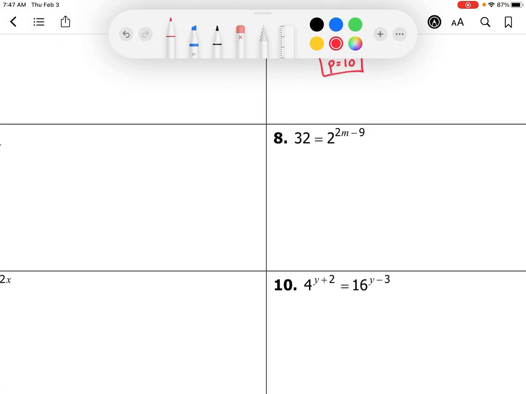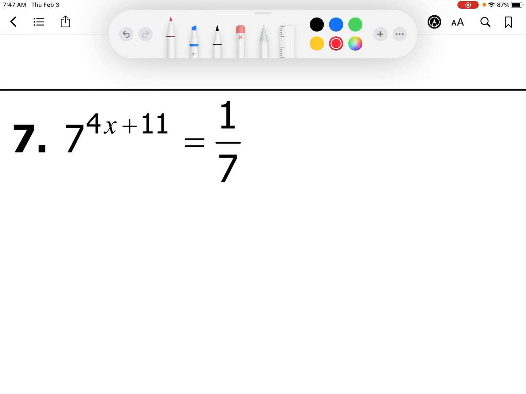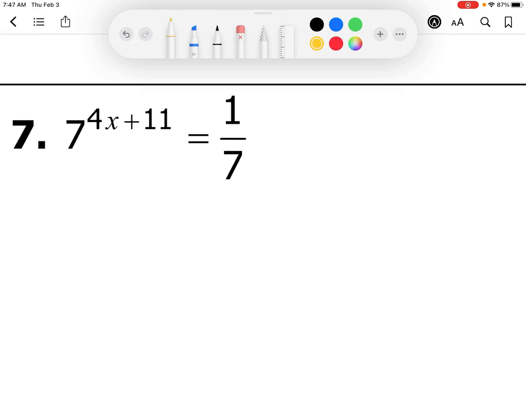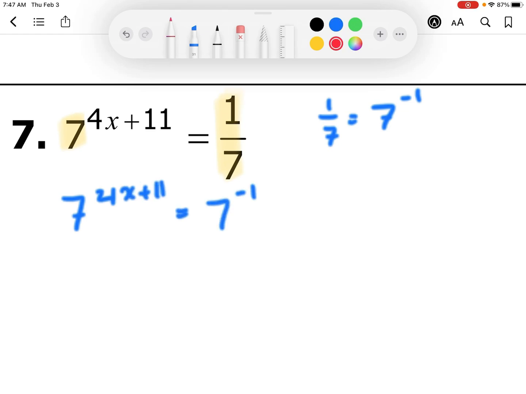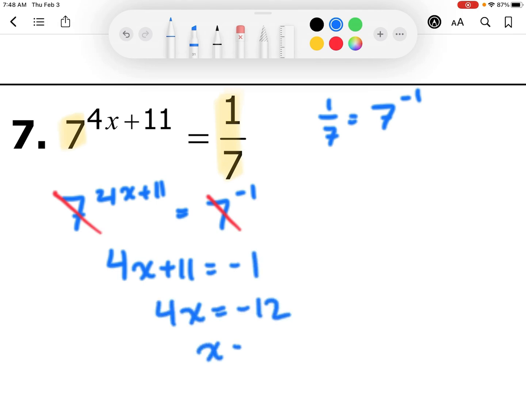Moving on, what if we had a little trickier one like number 7? Our bases, again, are not the same, the 1/7 and the 7. How can we rewrite one or both of the bases to be like the other? I'm going to change 1/7 to 7 to the negative 1. So our equation now is 7 to the 4x plus 11 equals 7 to the negative 1. Our bases are now the same. We could cancel them and rewrite our equation as 4x plus 11 equals negative 1. 4x is negative 12, so x is negative 3.